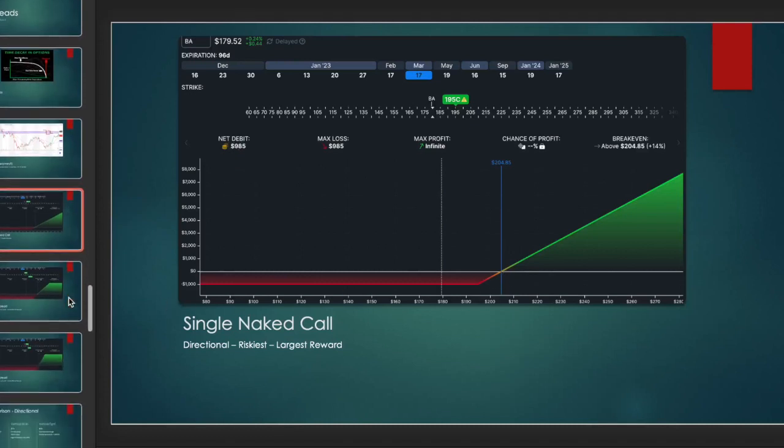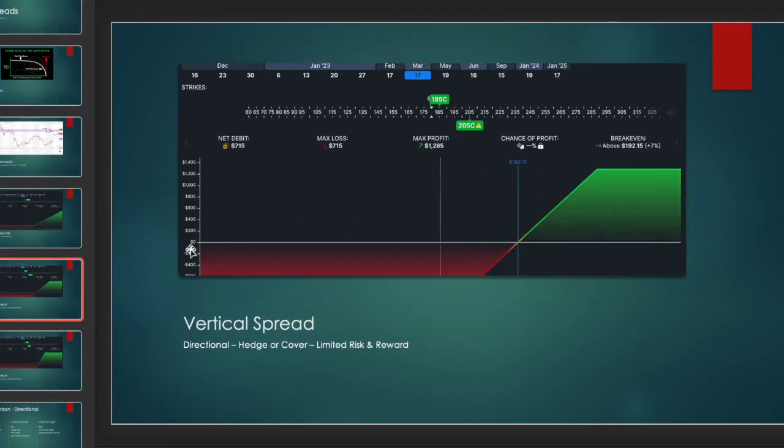Everybody knows long calls. Let's see what happens when you make it into a spread. Basically, it's still directional, but you are hedging or covering yourself in a way so that it is no longer a naked spread. You're not so exposed. So how does that happen? Basically, you limit your reward and you limit your risk. So that's the trade-off.